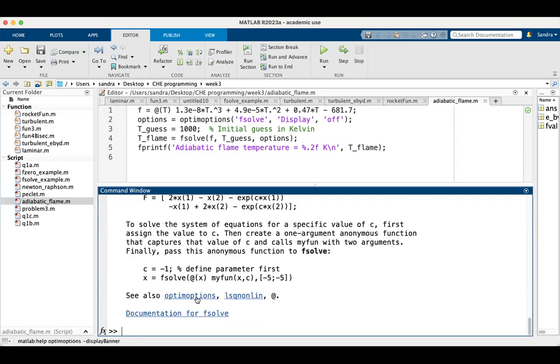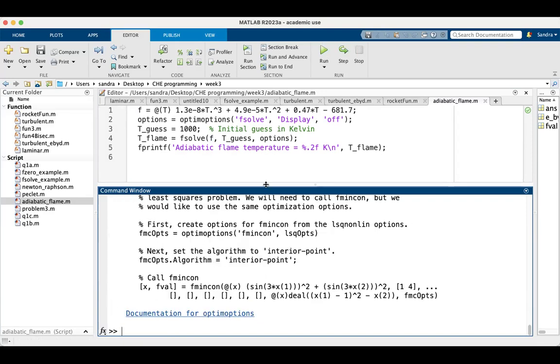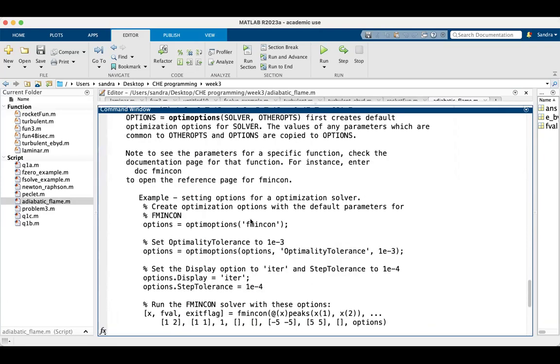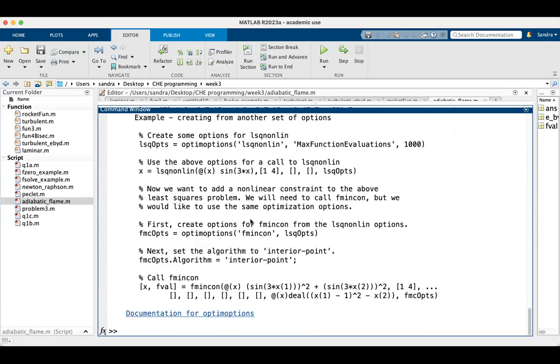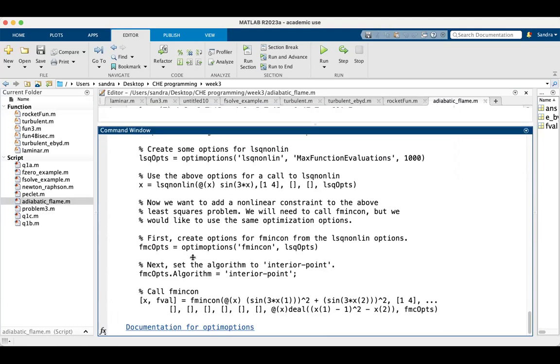You'll see something like "see also optim options." This will give you several options. You can increase the convergence criteria, you can decrease the convergence criteria, you can display the values, things like that you can do.